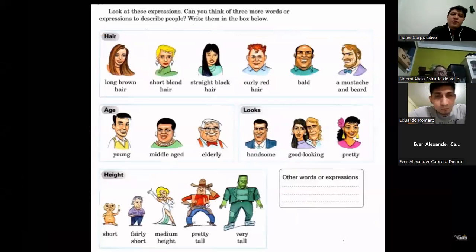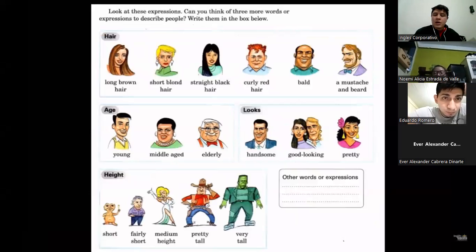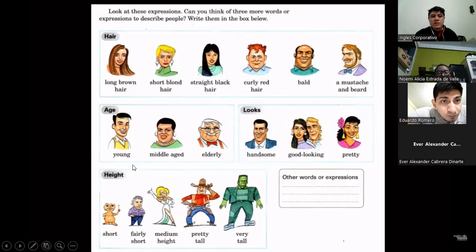So now, let me move on, because for now we have this topic. If you have seen your platform, you will see that we have this unit about describing people. We have ways to describe: hair, age, looks, and height. For hair, we have different types: long brown hair, short blonde hair, straight black hair, curly red hair, bald, a mustache, and a beard. Lo tenemos largo, corto, liso, colocho, calvo, y tenemos aquí bigote y la barba.